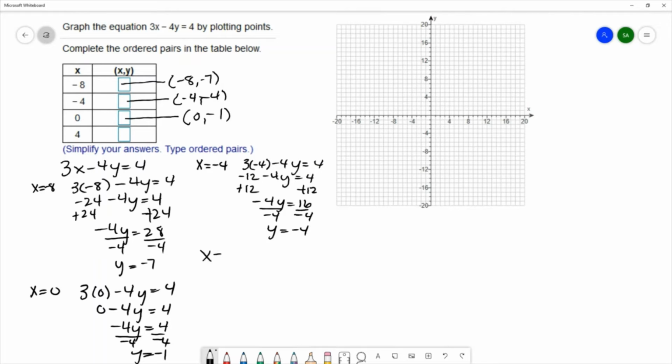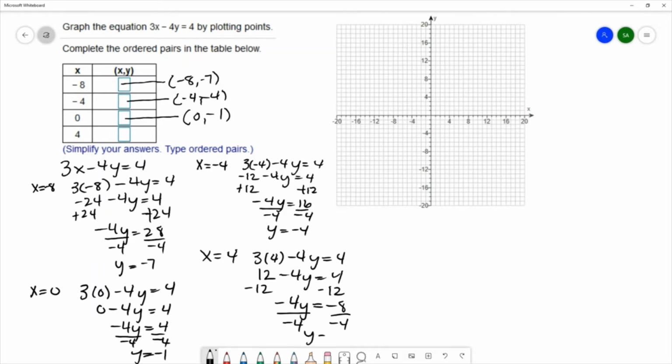Finally, if x is equal to 4, then I have 3 times 4 minus 4y equals 4. 12 minus 4y equals 4. Subtract 12 on both sides to give -4y equals -8. I'll divide both sides by -4, and y equals +2. So an x of 4 gives an ordered pair of 4, 2.